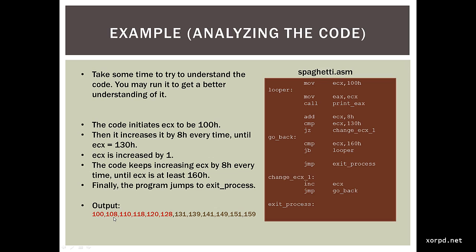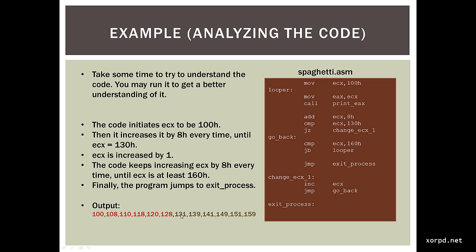The output is something like this. 100, 108, and so on, until we get to 128, which is just one iteration before the 130. If we added 8 to this number, we would get 130. I remind you that all of the numbers that you see here are in base 16. The next number, instead of being 130, becomes 131, because between the red part and the strange brown part, we increased ECX by 1.